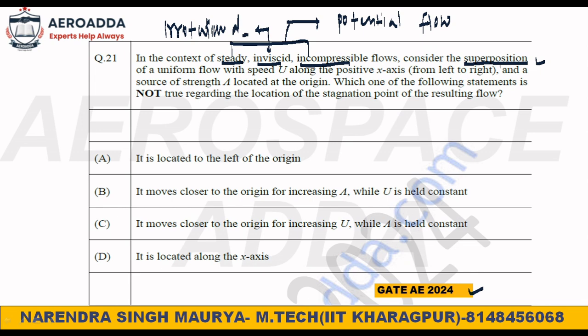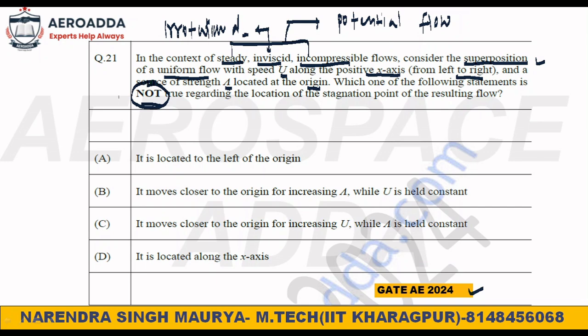So this is the superposition, the superimposed flow. Just think what flows are going to be superimposed. Number one, uniform flow with velocity u along the positive x-axis, from left to right, that direction also they have given to us, and a source of strength gamma located at the origin. Which one of the following statements is not true? They are clearly mentioning it's not true.